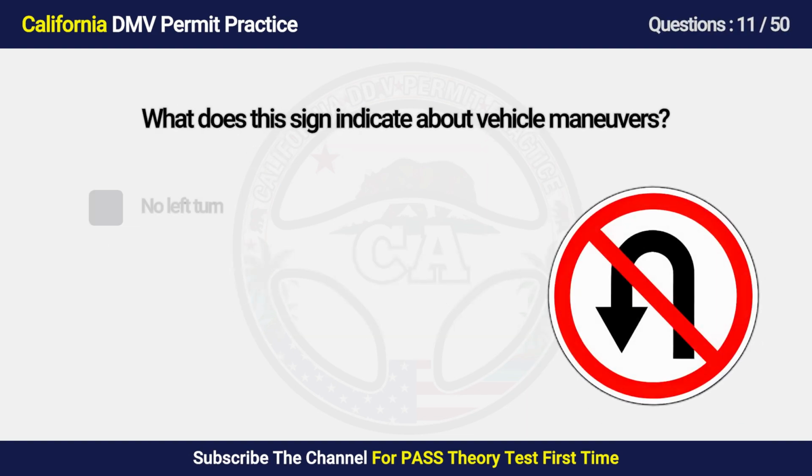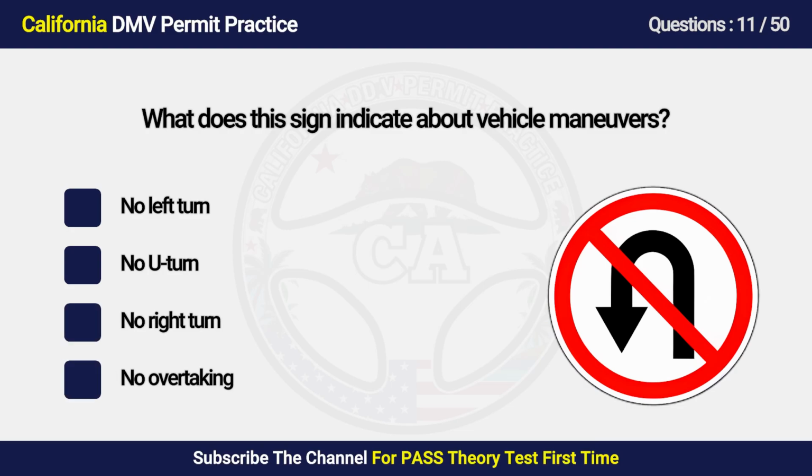Question 11. What does this sign indicate about vehicle maneuvers? A. No left turn. B. No U-turn. C. No right turn. D. No overtaking.